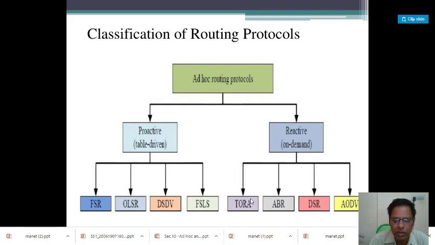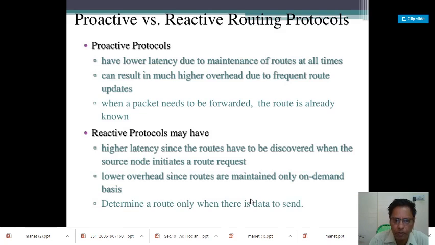So what is the major difference between proactive and reactive routing protocols? Proactive protocols have lower latency due to the maintenance of routes at all times, but can result in much higher overhead due to frequent route updates. When a packet needs to be forwarded, the route is already known and the path is already established.